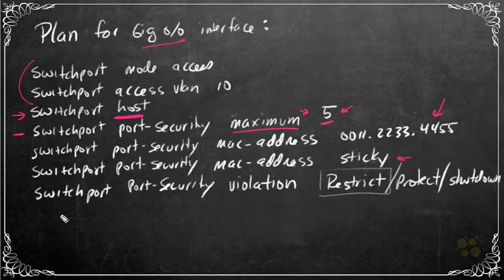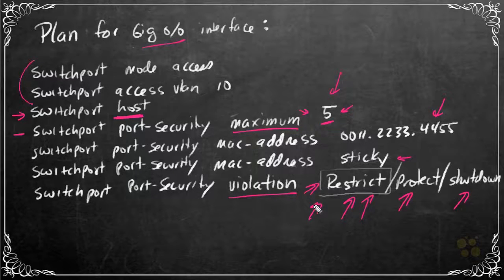Based on your company policy, you can decide what you want the violation response to be. In this case, if we go above 5 MAC addresses and a 6th MAC address shows up, the default violation is to shut down the port. But we may not want to shut down the port. Maybe we just want to restrict any MAC addresses above those 5 from being able to forward traffic. Both the restrict and protect options do that. Restrict, if used instead of protect, also adds some additional logging capabilities, and it increments the port security violation counter when it occurs.